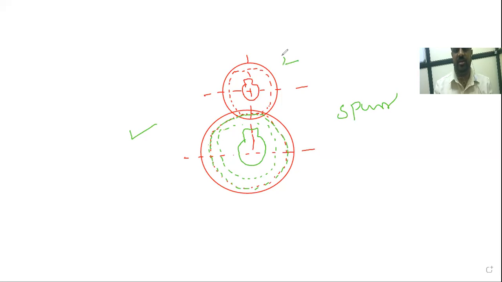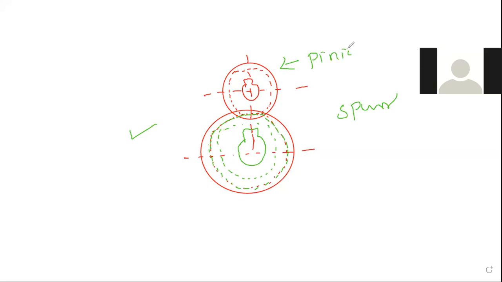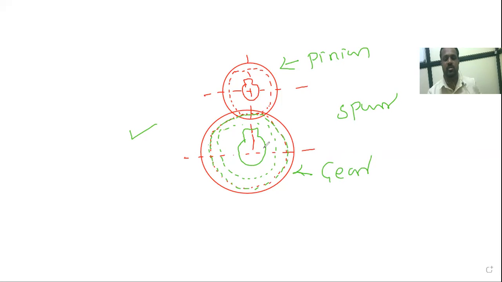This is called the pinion. This is the pinion. This is the gear, and it is showing the assembly. This is the assembly for the spur.